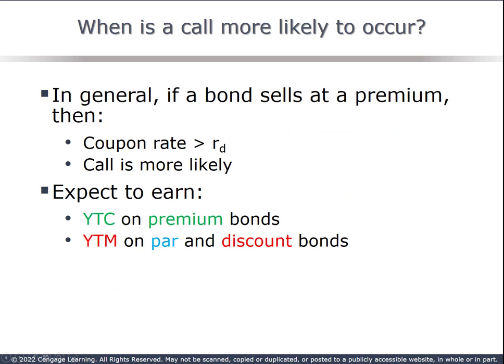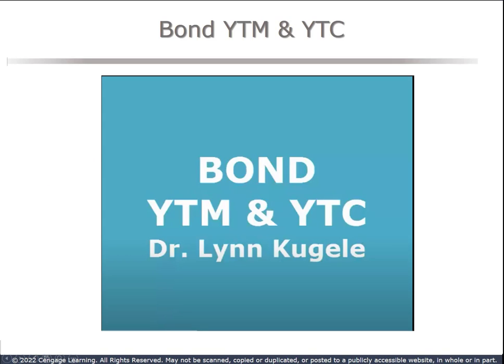In general, if a bond is selling at a premium, it means the bond's coupon rate is above the going market rate, so its call is likely. Bonds selling at par or at a discount are unlikely to be called. This video tutorial covers bonds that pay interest both annually and semi-annually, and it's posted with this lesson.